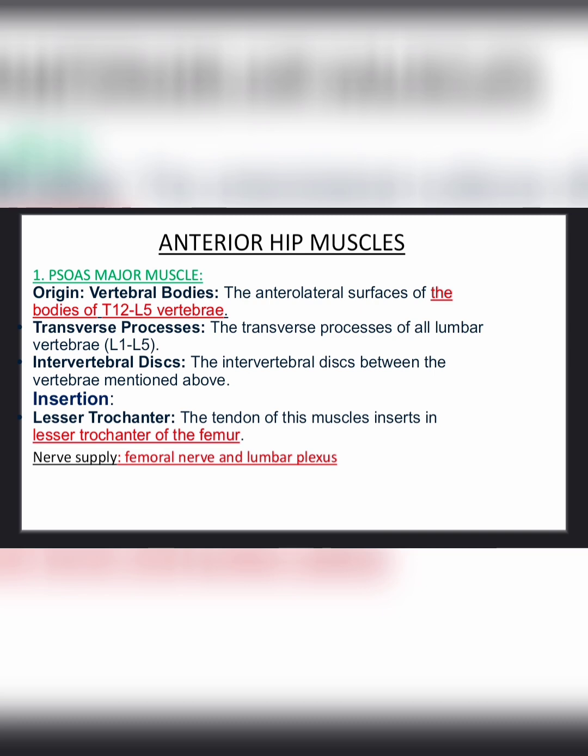So it all gets inserted. The tendon of the psoas major muscle passes downward and inserts into the lesser trochanter of the femur. Therefore, the psoas major muscle originates from the T12 to L5 vertebra and inserts into the lesser trochanter of the femur. And the nerve supply of this muscle is femoral nerve and lumbar plexus.